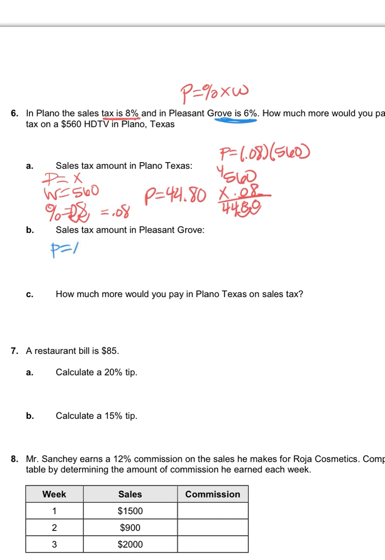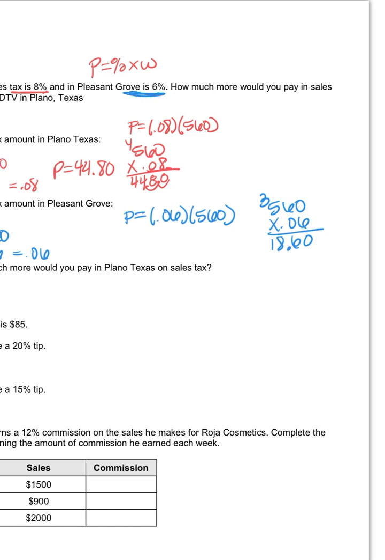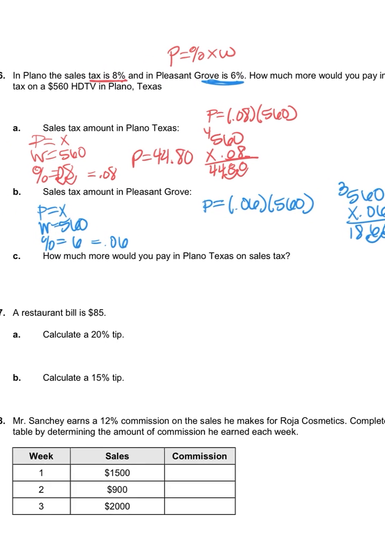Now I need to find my tax for Pleasant Grove. So I'm going to do the same step. I'm missing the part. My total is 560. And my percent is not 8, it is 6%, which turns into 0.06 when I move it into a decimal. So part is equal to 0.06 times 560. So 560 times 0.06. 0 times 0 is 0. 6 times 6 is 36. 6 times 5 is 30, plus 3 is 33. I have 2 place values, so I've got a decimal right here.